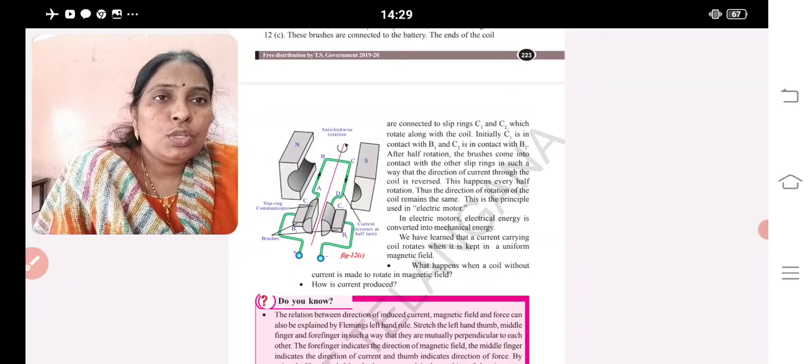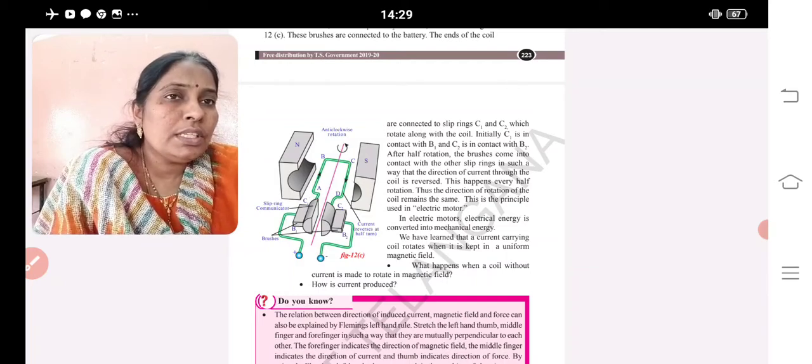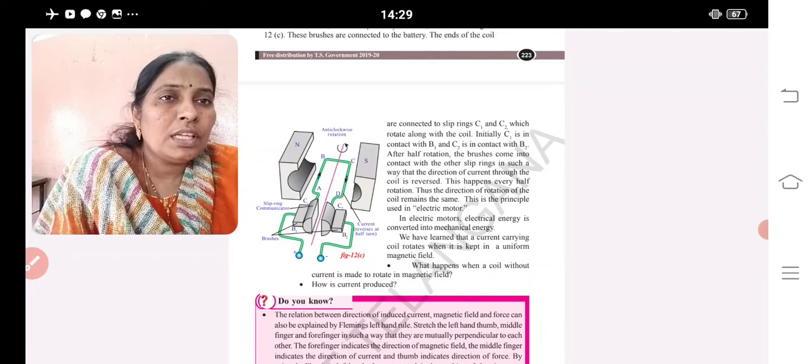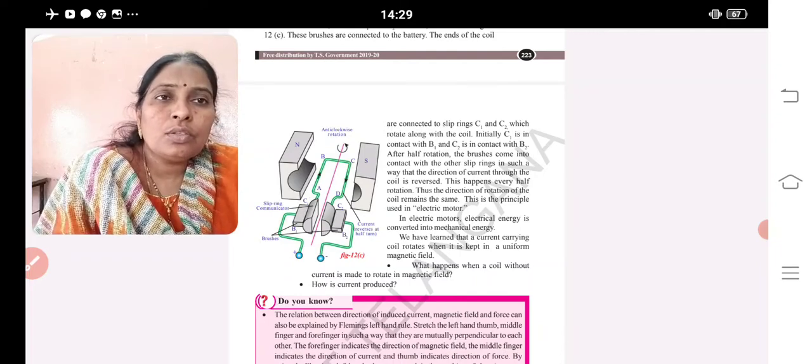Initially, C2 is in contact with B1 and C1 is in contact with B2. After half rotation, the brushes come into contact with the other slip rings in such a way that the direction of the current through the coil is reversed. This happens for every half rotation.